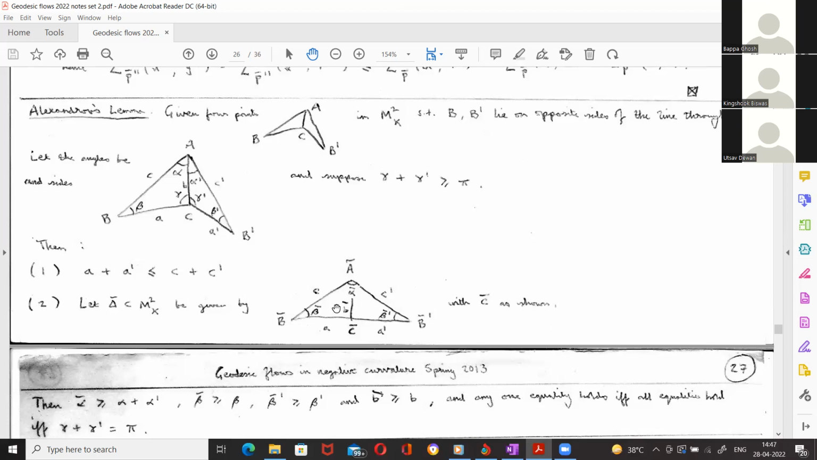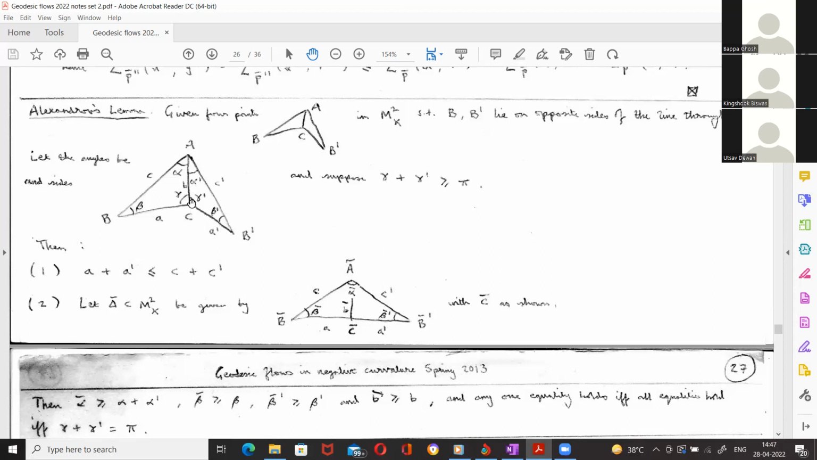Is it clear what this new triangle is? A bar, B bar, B bar prime. Yes, it has sides c, c' and a plus a', okay? So then I get a point corresponding to C also, C bar here. And I have a distance here, b bar. And I get a new angle at A bar, which is alpha bar, okay? And I get new angles here, which are beta bar and beta bar prime, okay?